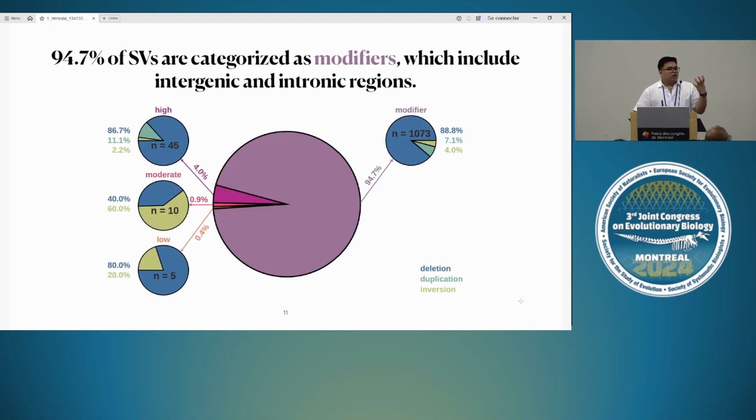If we wanted to look at the genomic context, around 95% of our structural variants are categorized as modifiers, and these include your intronic and intergenic regions, while the rest of the 5% are subdivided into high, moderate, and low impact categories. As we can see, given that we have a bias towards deletions, deletions comprise the majority of the different categories, apart from the moderate impact, which has a lot more inversions.